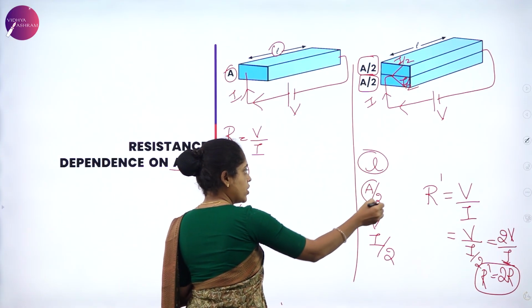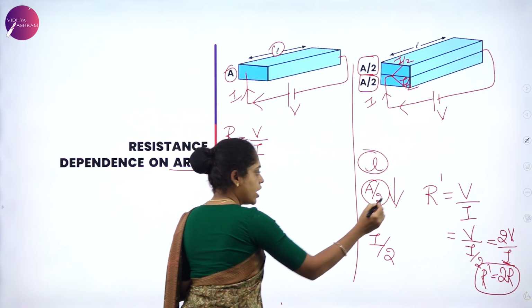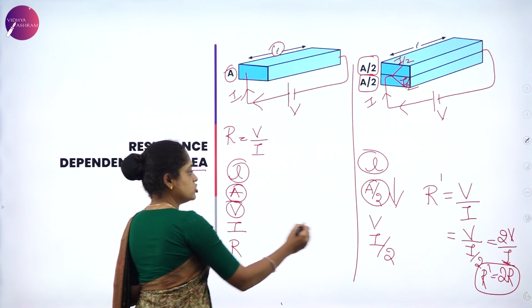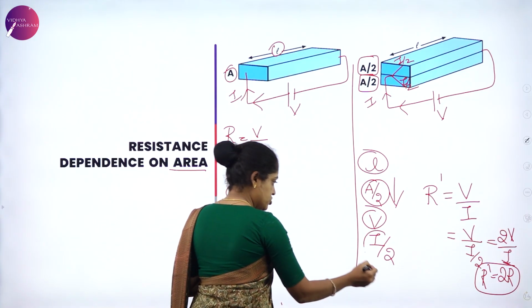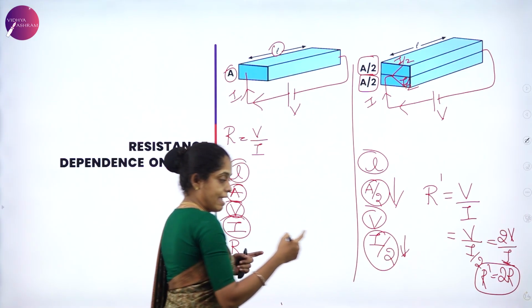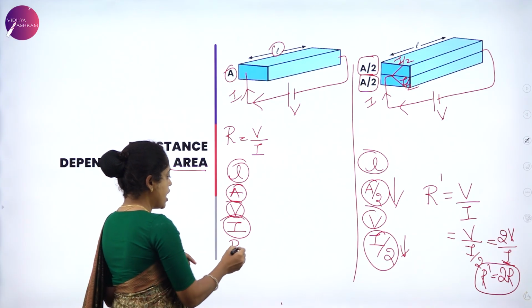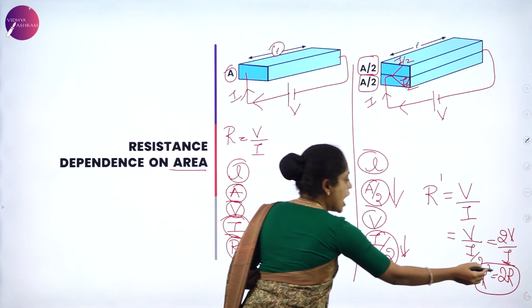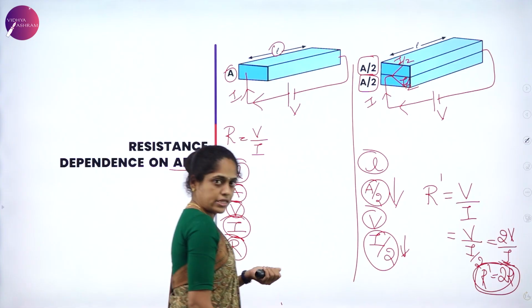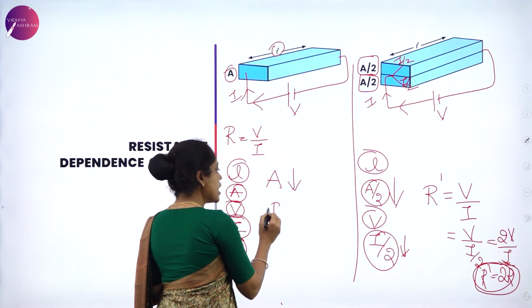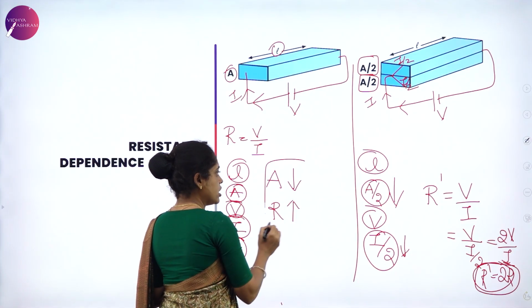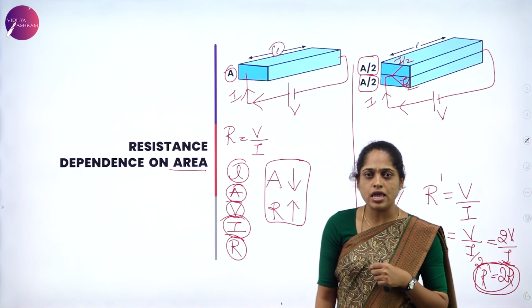Area changes. We have decreased the area. Potential remains same. Current I has decreased when the area decreases, and observe the R. R has increased. When the area decreased, R increases. Now what is the relation between the resistance and area?